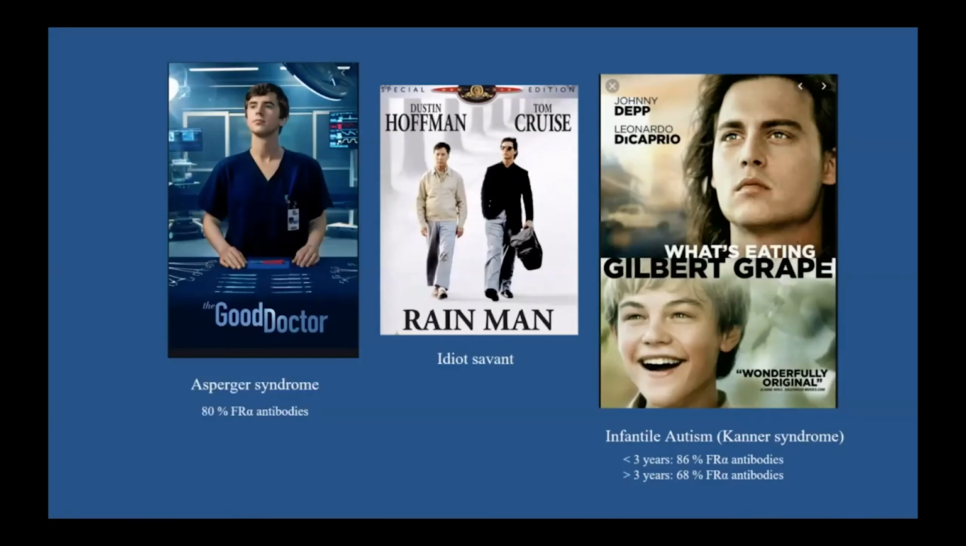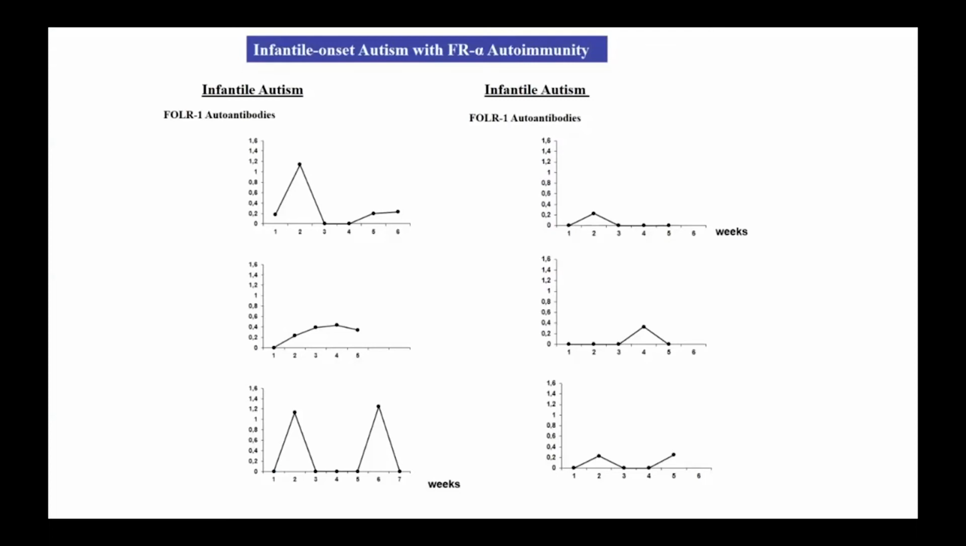So these folate receptor alpha antibodies in serum can be found throughout ages in 80% of Asperger syndrome, and in children below the age of 3 in 86%, mostly children with infantile autism or Kanner syndrome. So also in infantile onset autism, you see these antibodies in higher percentage, and these also show these fluctuations. Sometimes they are lower than in the infantile CFD.